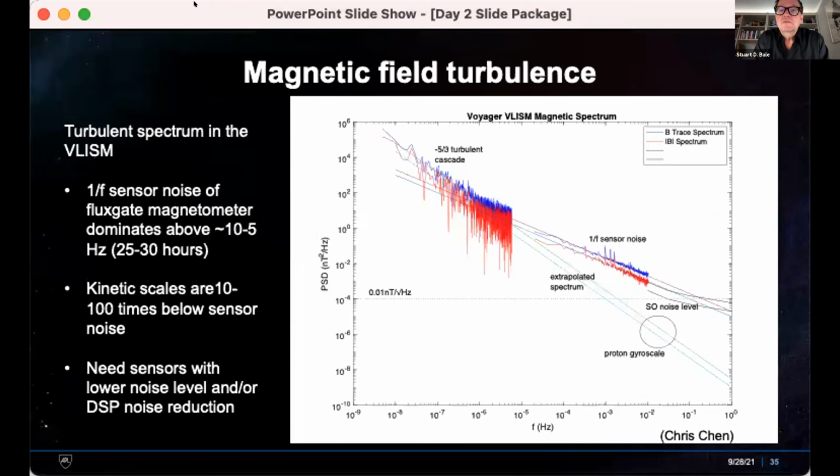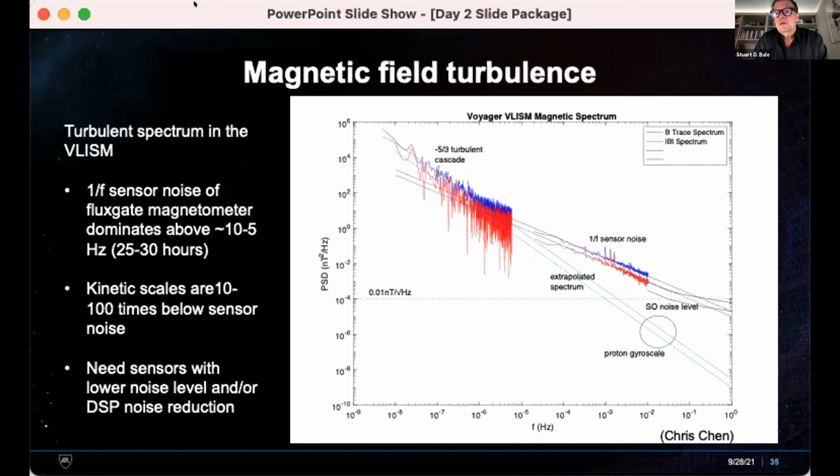If you go to the next slide, this is a figure that Chris Chen made using Voyager measurements in the very local interstellar medium. We're looking at a turbulence spectrum, and in the lower part of the figure a 5/3 line is drawn over the top of it, showing the trace spectrum, the compressible spectrum, and the magnitude spectrum in red. But what you notice is that you soon hit the 1/f sensor noise level, on a time scale of really the order of a day or so. So making sensitive measurements of the magnetic field with the Voyager instrument on time scales of less than a day is very challenging.